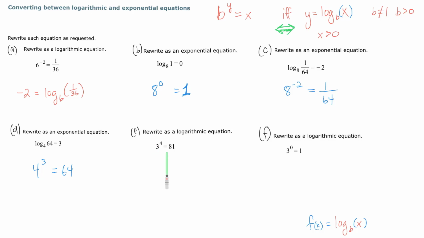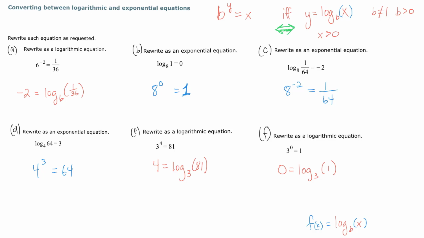The next one, we start with an exponential equation, and you want to write the log equation. So the exponent, 4, is equal to log base 3 of the argument, which is 81, or our input value of 81. One last one here. We have an exponential equation, and we want to write it into a log equation. Our exponent is 0, so we're going to start with 0 is equal to log base 3, and our argument has to be 1.